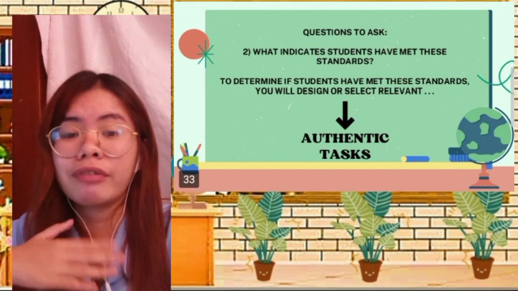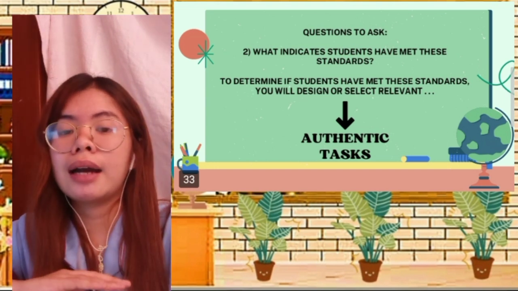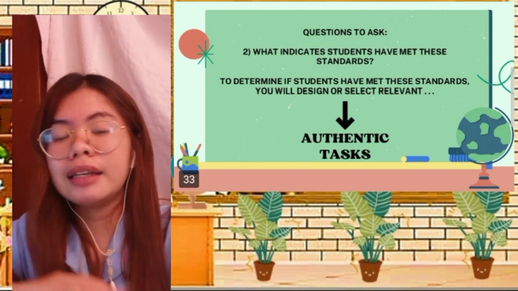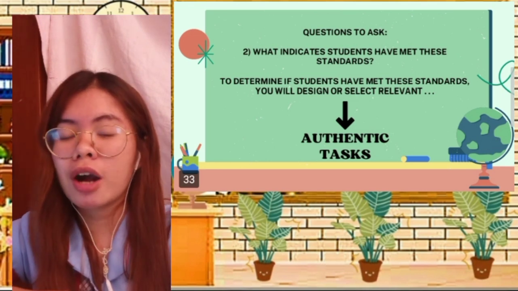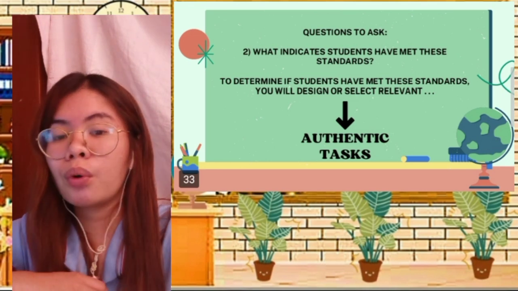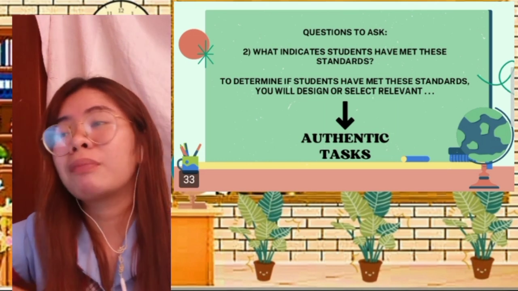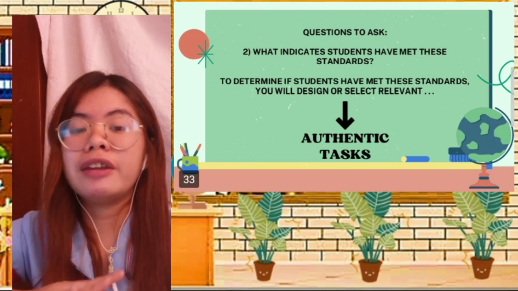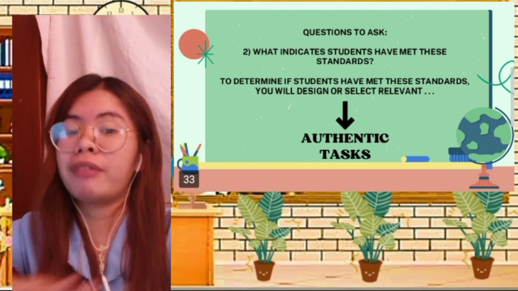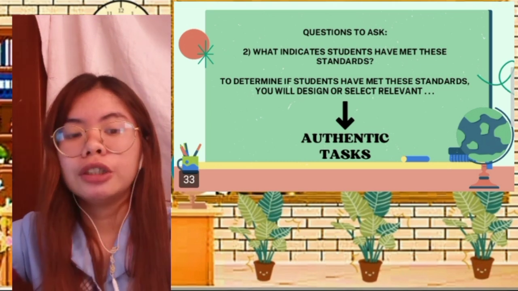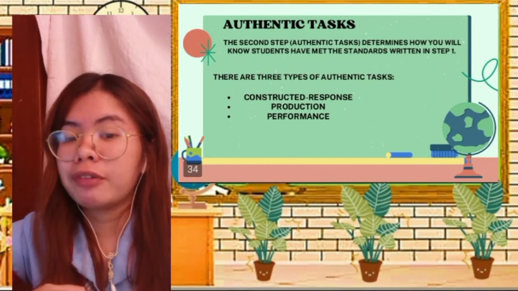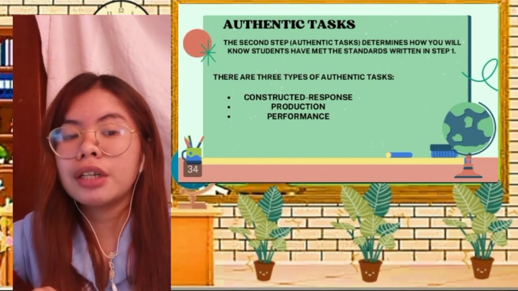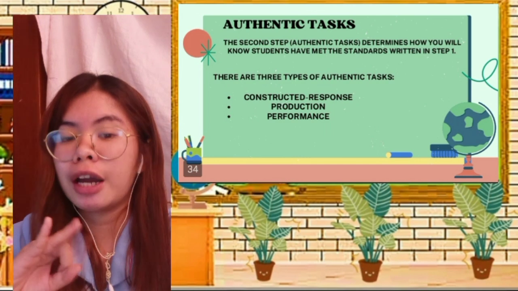Not all students are fond of writing. There are students who do not enjoy it; it is not their way of learning. They enjoy learning through visuals, or they really like to perform, no? So as a teacher, we should create differentiated activities to be fair to the students. So I have here 3 types of authentic tasks: constructed, production, and performance.